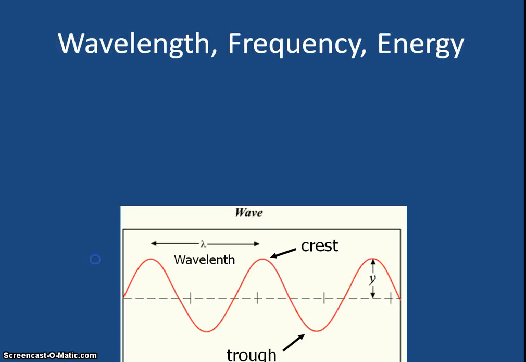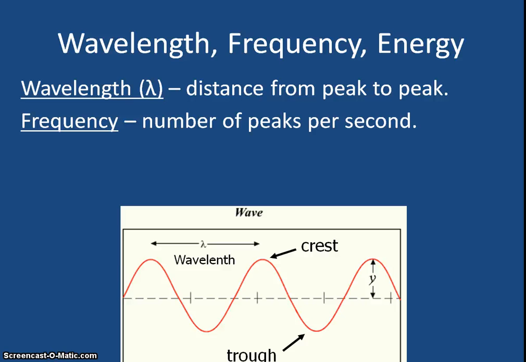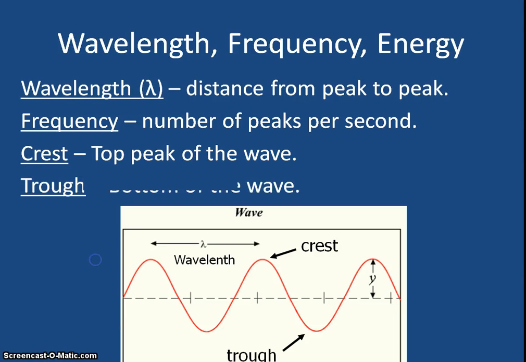And some properties of waves that we need to talk about are frequency, wavelength, and energy. Wavelength is the distance from one peak to the next. Frequency is how many peaks pass by one point in a second. So if you put your finger out and you counted how many peaks passed by your finger in 1 second, that's what frequency is. Crest is the top of the wave and trough is the bottom.